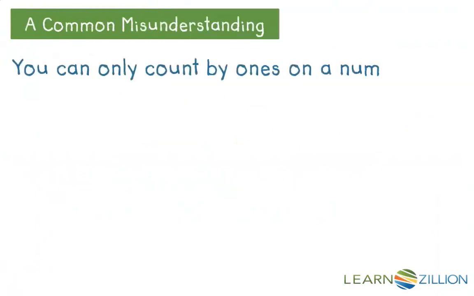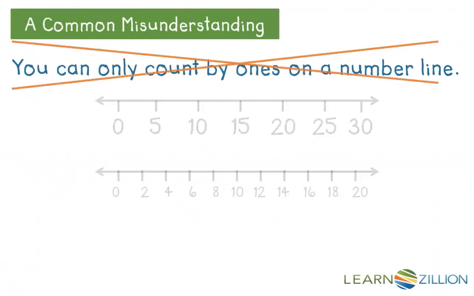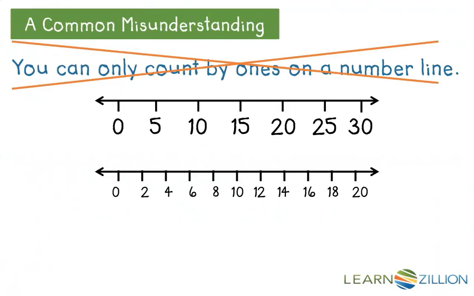Some people think that you can only count by 1s on a number line, but number lines can actually show a lot of different things. As long as each number is spaced out evenly, you can count by 5s, 10s, 50s, and so on. You can even count backwards. And you can count in a few different ways on the same number line, which is what we're going to learn now.